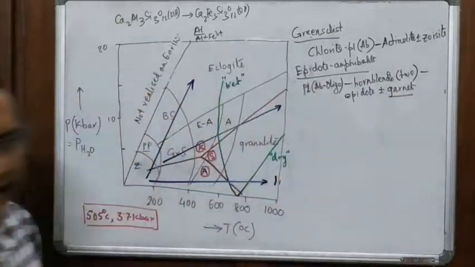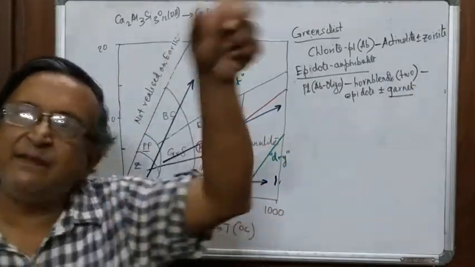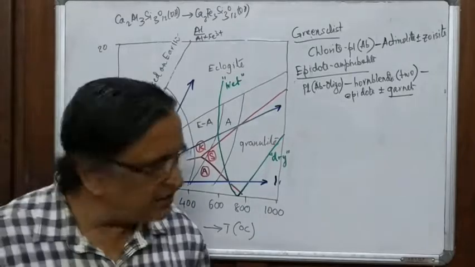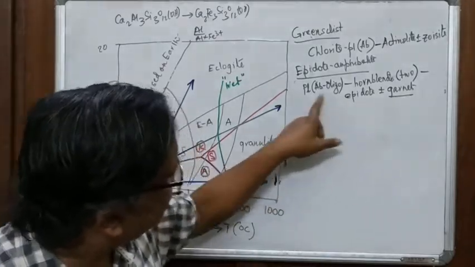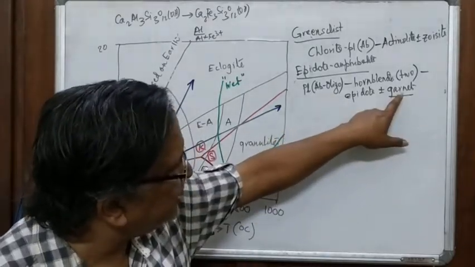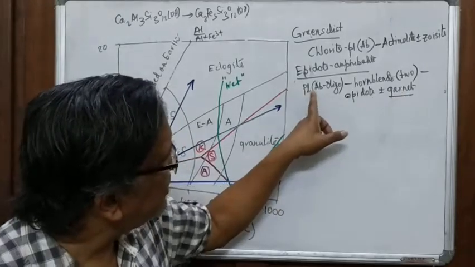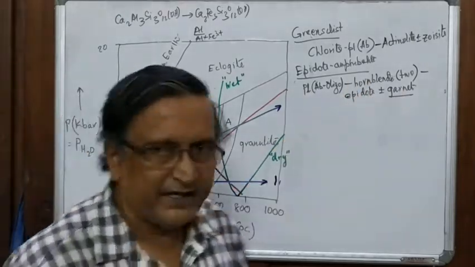Plus minus garnet. This garnet occurs at the high pressure side. You know garnet is very dense. So when I say plus minus garnet, you can imagine at higher pressure you would have garnet, and you would have plagioclase, hornblende, epidote plus minus garnet.